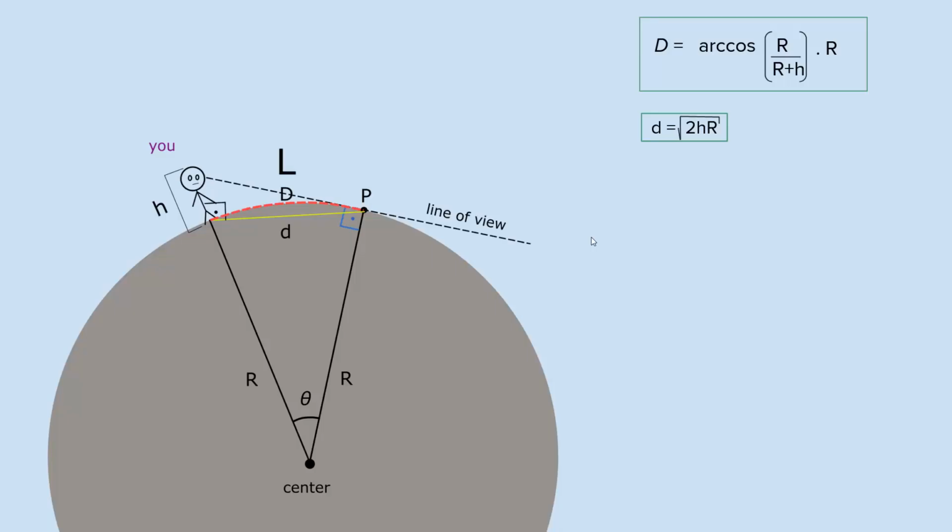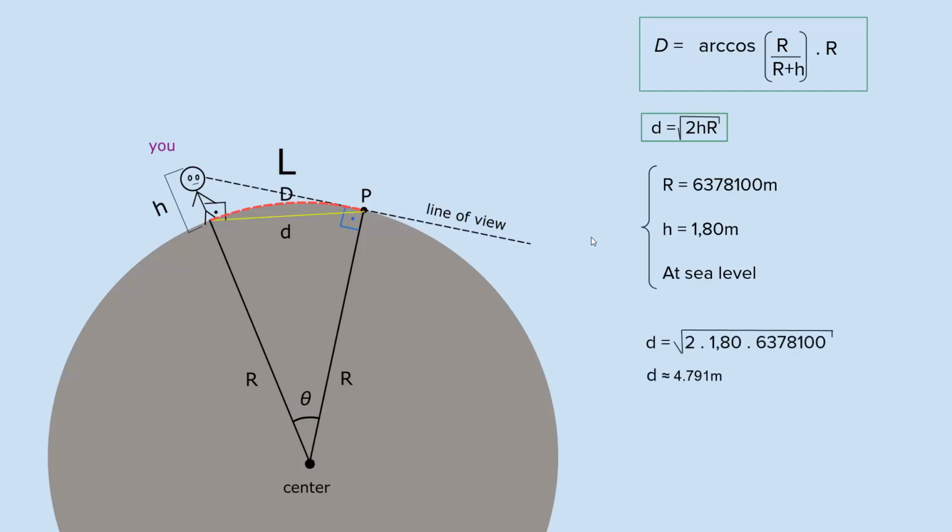Let's plug some values into both equations and see what it spits out. We'll use 6.3 million meters for the Earth's radius and 1.8 meters for your height, considering that you're at sea level, making no need to count your altitude into the calculations. For the estimated distance D in a straight line, we get approximately 4,791 meters, and for the real distance D, which is an arc, we get approximately the same 4,791 meters. What does that mean?